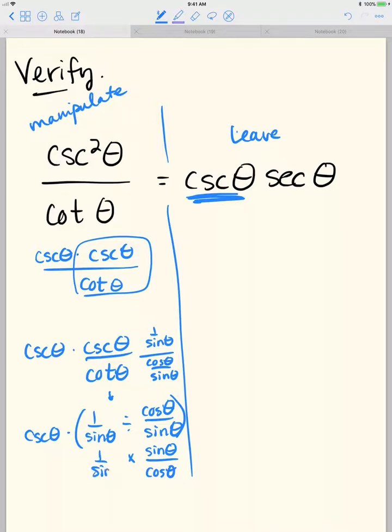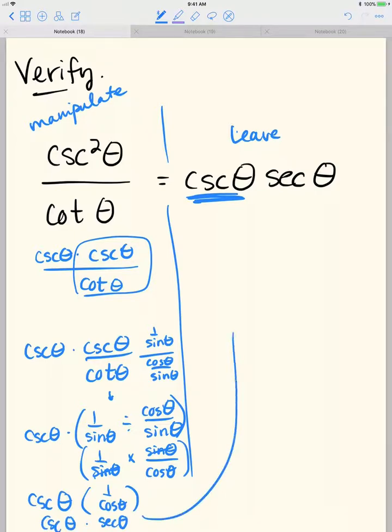So if you see, that will allow me, I'll have 1 over sine times sine over cosine, and I can cancel my sine quantities. So I'll have 1 over cosine times cosecant, and 1 over cosine is secant. So I have cosecant of theta times secant of theta, which is what we were trying to verify.